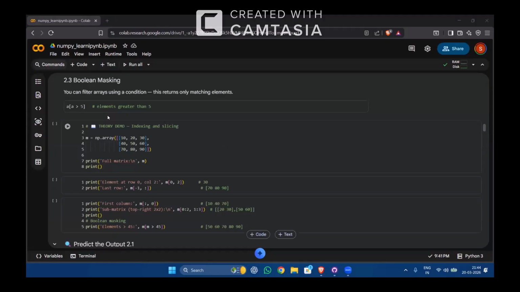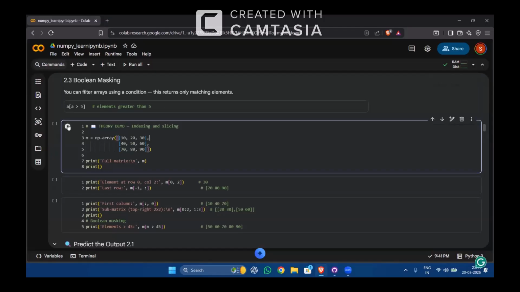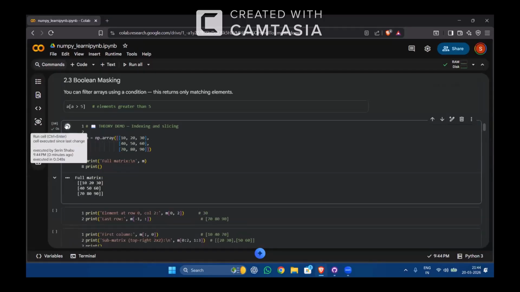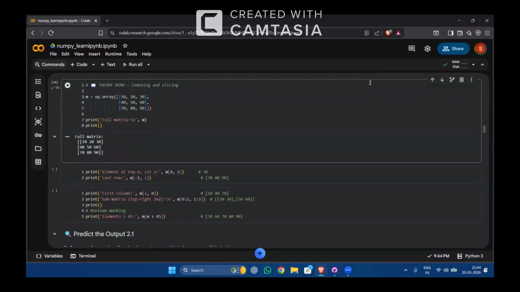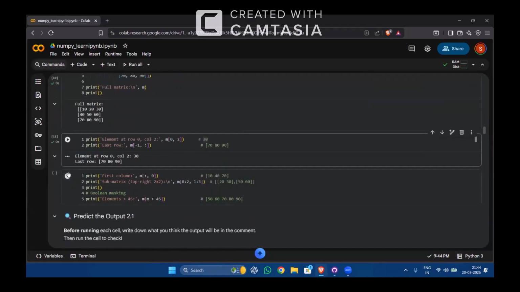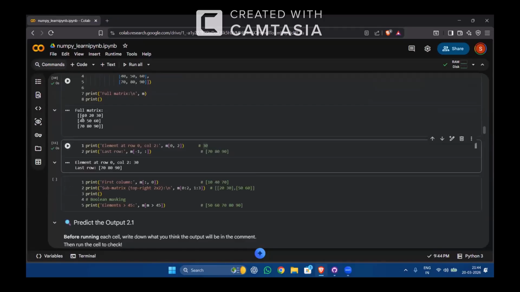We have a 3 by 3 array, and its name is m. On printing, you can see the entire elements. In the next block, we have to access the second index in the first row, that is the third element in the first row. So what is the output? 30. The third element in the first row.